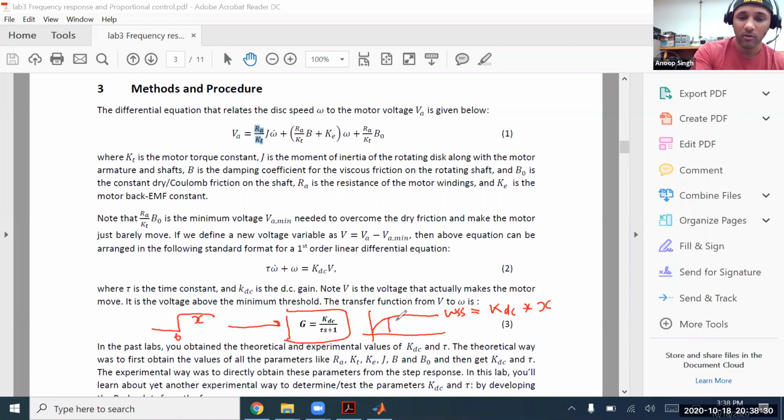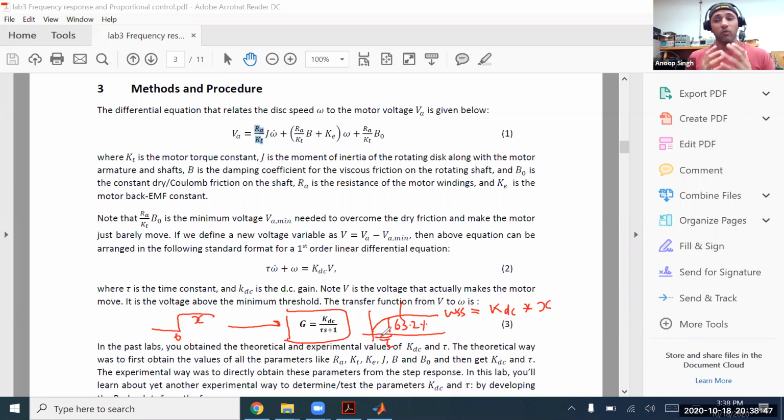And the time taken to reach about 63.2% of this steady state speed, that is your time constant. And by measuring that from the graph, you can get the time constant. So this was an experimental way of finding the transfer function, and we did that before.